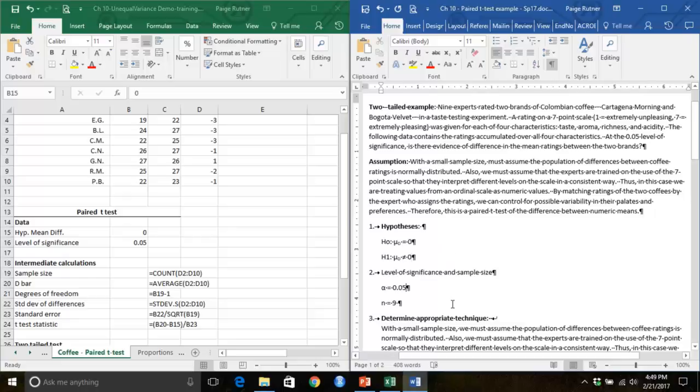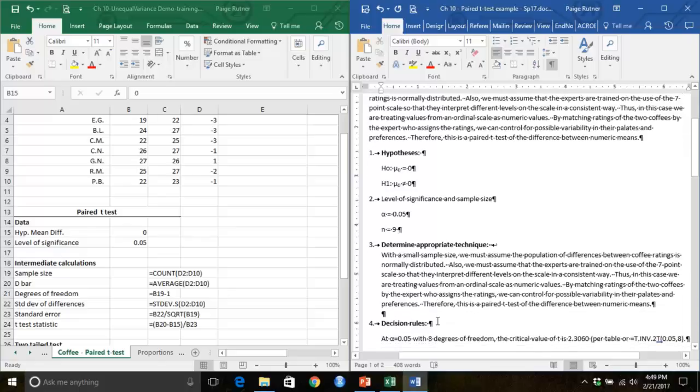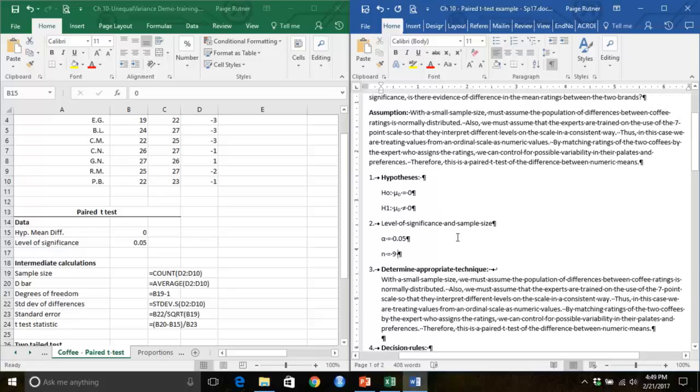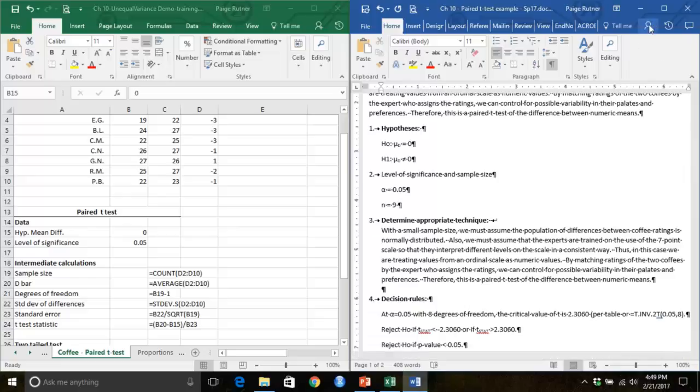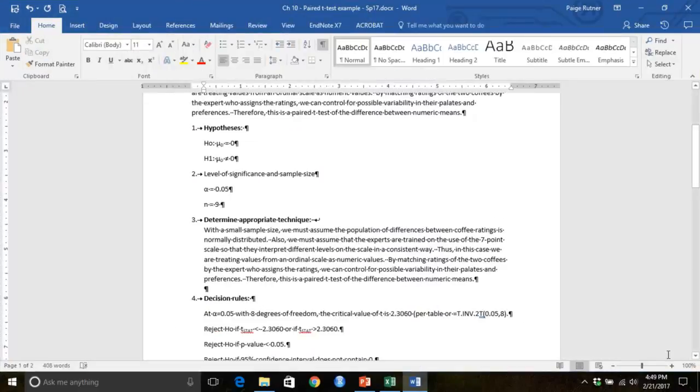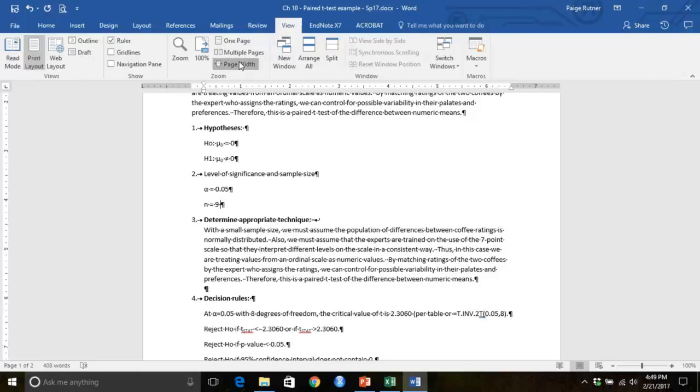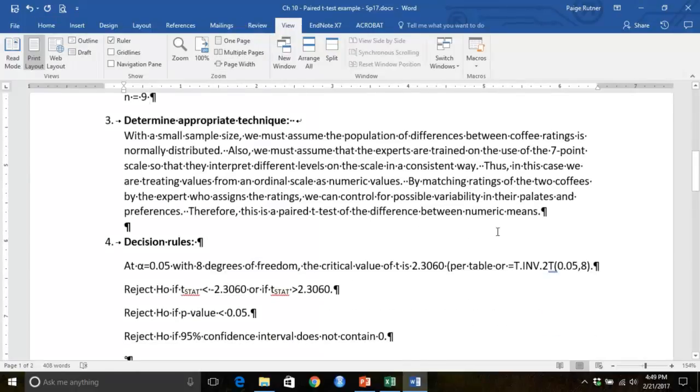All right. We are testing at the 0.05 level of significance with a sample size of 9. And going through, I think I've got the same verbiage repeated twice here, so I'll clean that up before I post this. But going through and looking at our explanation here, let me blow this up a little bit so y'all can see it better on the screen. I've just written out some of the things that we talked about as we were talking about what technique to use. So we're talking about the assumptions, we're talking about treating the ordinal scale as numeric values and those kinds of things. So we've got that.